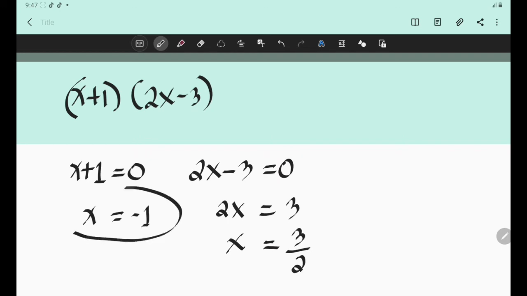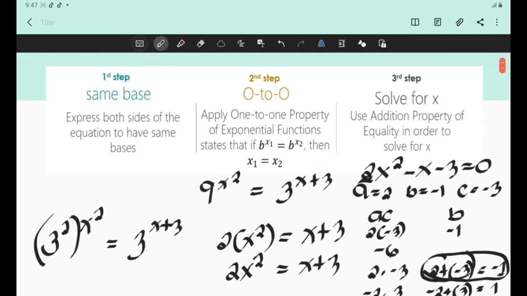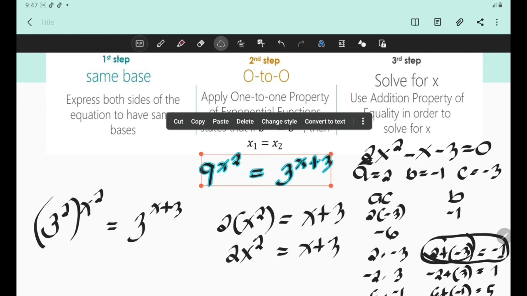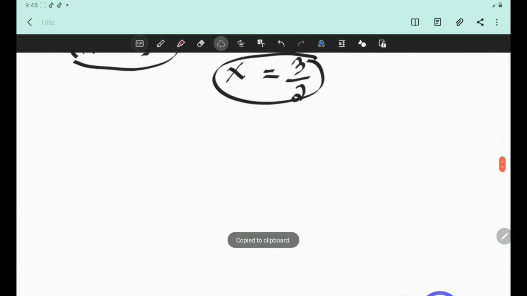So, dalawa po yung ating value para kay x. Now, if you want to check if your solution is correct, balik tayo dun sa original exponential equation. And that is 9 raised to x squared is equal to 3 raised to x plus 3. So, i-copy natin. Balik tayo dyan.